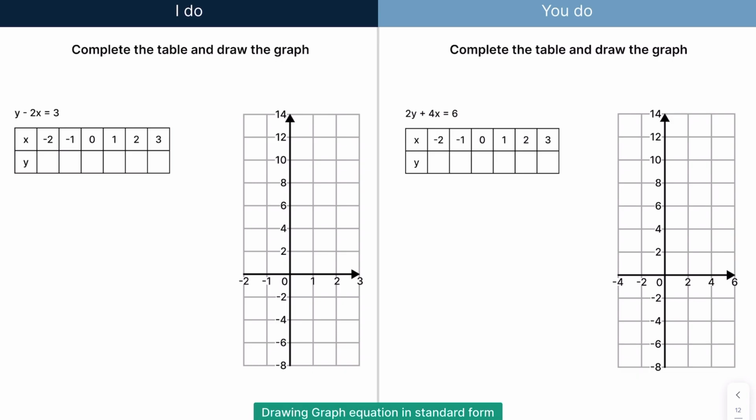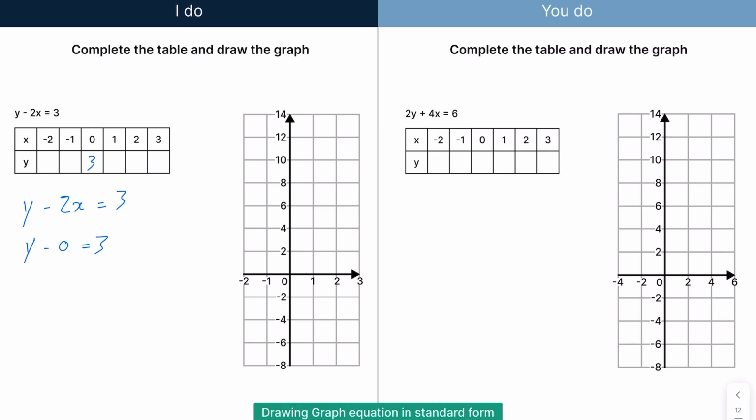Or what you can do is, I like to start off with 0. So what happens when you put 0 into this equation? If I put 0 into here, that just becomes 2 times 0. So that becomes 0. So we're saying that y minus 2x is equal to 3. So we're saying that y minus 0 is equal to 3. So y must be 3 here.